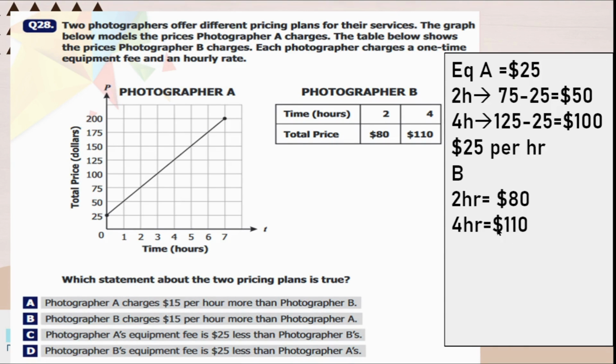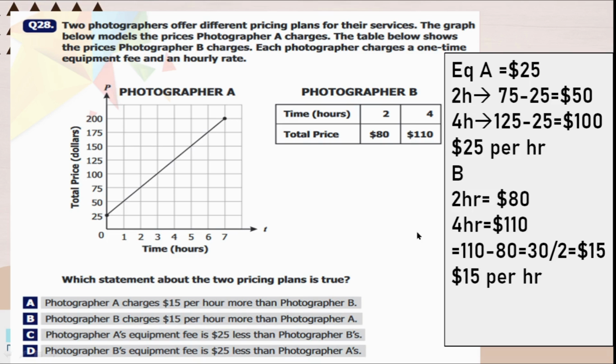So we are going to find the difference between the numbers, that is equal to 30. Basically, 30 is the cost for the third and fourth hour. So we are going to divide it by 2 to find out the cost per hour. So here we may say that photographer B charges $15 per hour.